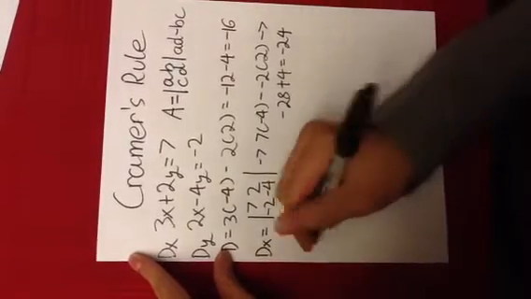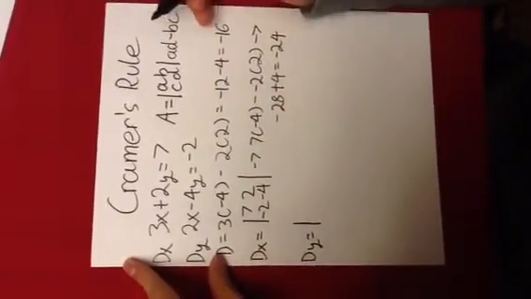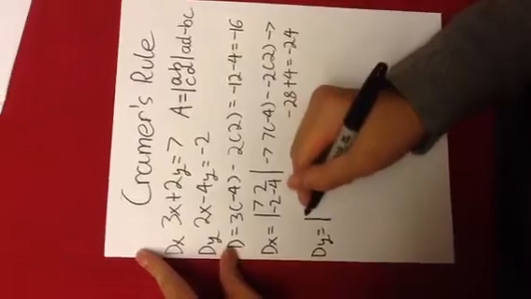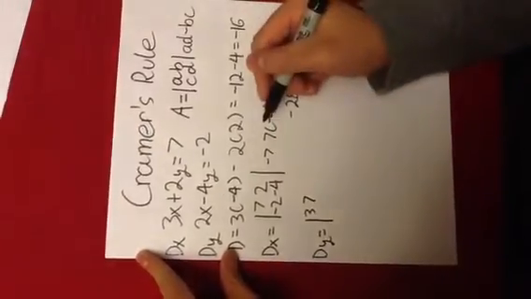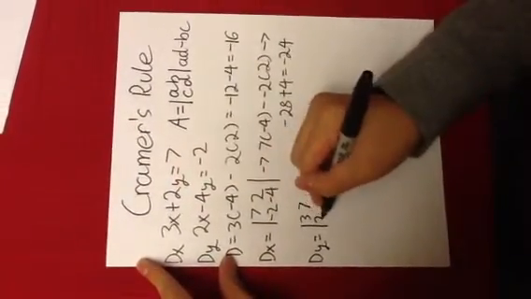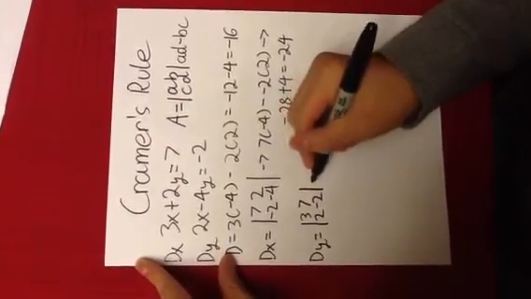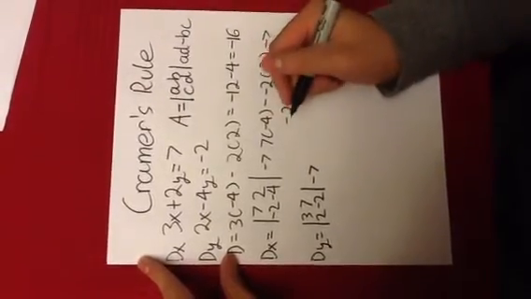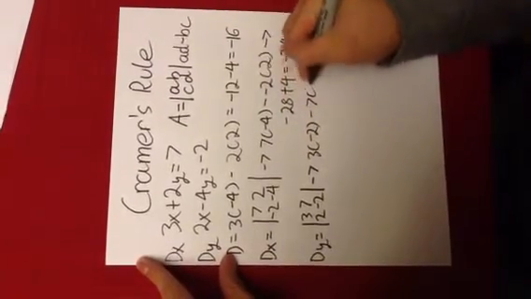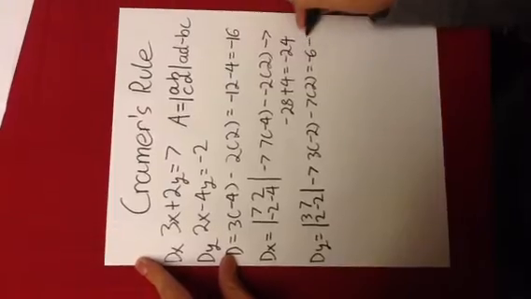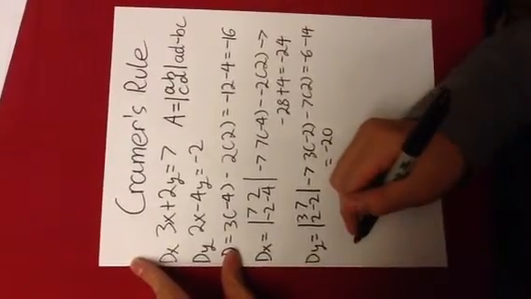That is determinant x. Determinant y has a slightly different format as well. Now take the x coefficient 3, take the answer 7, take the other x coefficient 2, and take the other answer minus 2. Make sure this order is exactly the same as I show. Now we do AD minus BC: 3 times minus 2, minus 7 times 2, equals minus 6 minus 14, equals minus 20. We're not done yet, because we haven't found x and y yet.